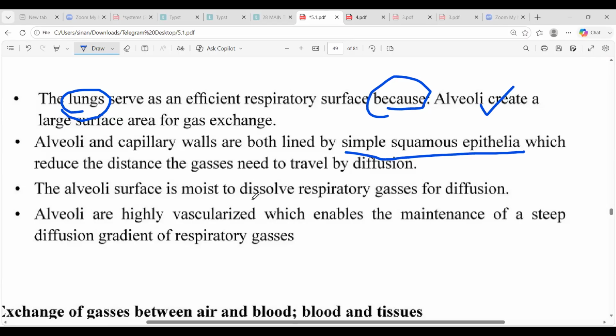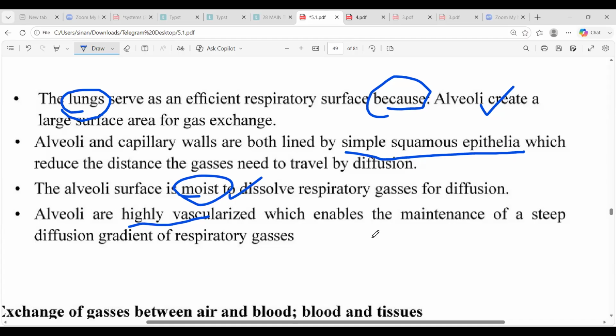And then see here, the alveoli surface is moist to dissolve respiratory gases for diffusion. The third characteristic is also here. It is moist. Alveoli is highly vascularized. Vascularized means high blood supply. Okay, whenever they use the term vascularized, remember it represents the high blood supply. So alveoli are highly vascularized.